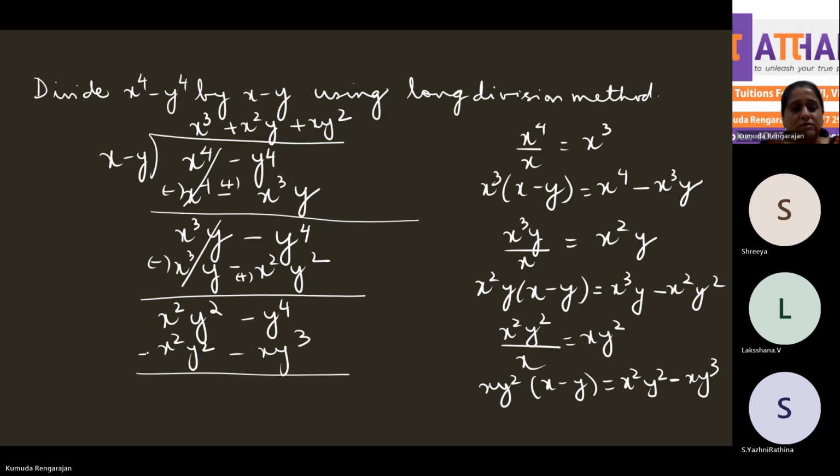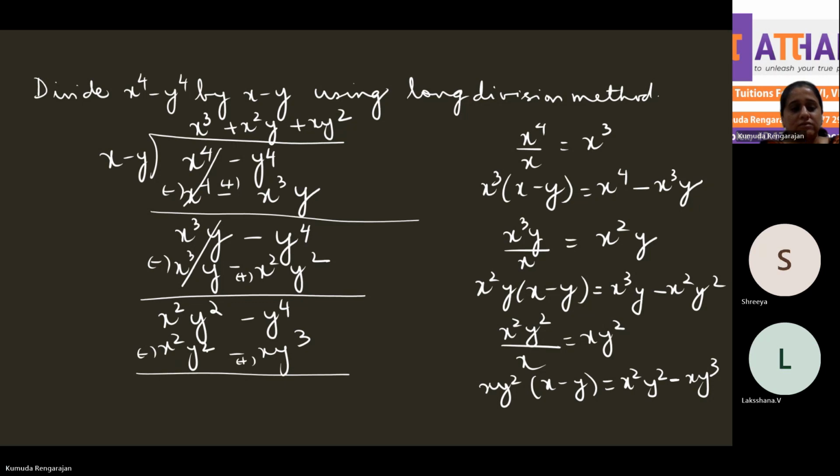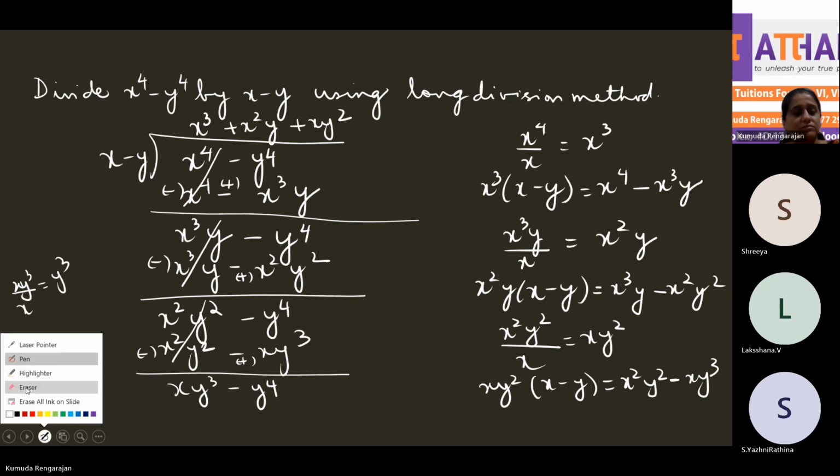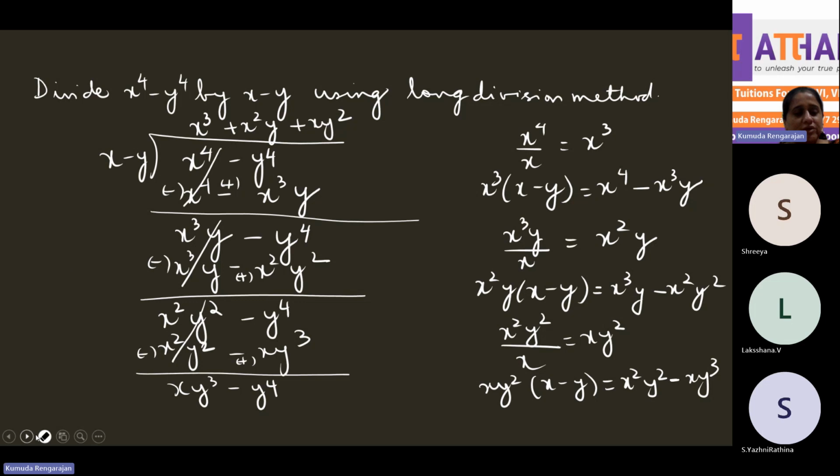Change the signs. This is square. Change the signs, it gets cancelled. Write xy cubed first and then minus y to the power 4. Now divide again. Divide the first term of the new dividend, xy cubed, by the first term of the divisor. X and x will get cancelled, so y cubed.